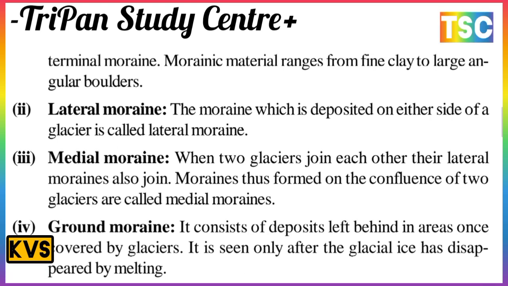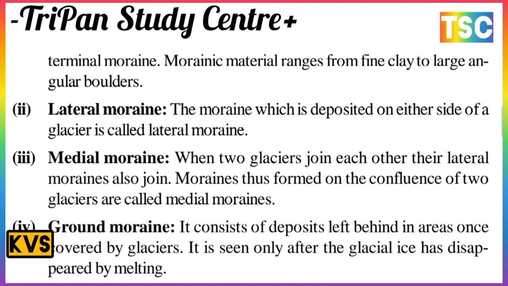The second is the lateral moraine. The moraine deposited on the sides of the glacier is called a lateral moraine. The third is the middle moraine. When two glaciers join each other, their lateral moraines also join. The moraine thus formed at the confluence of the two glaciers is called a middle moraine.